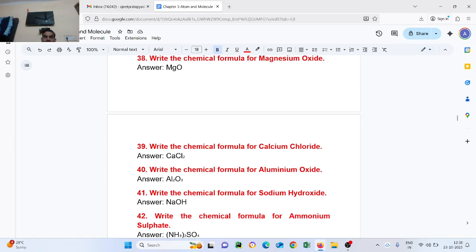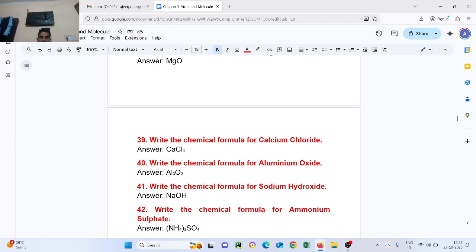Answer is CaCl2. Question number 40. Write the chemical formula for aluminium oxide. Answer is Al2O3. Question number 41. Write the chemical formula of sodium hydroxide, NaOH.